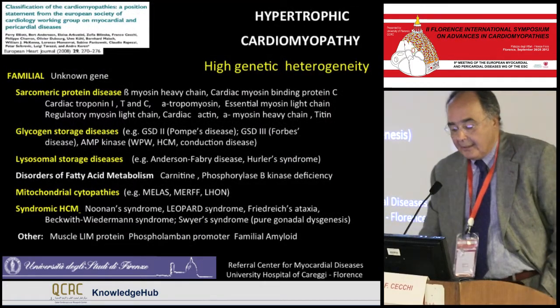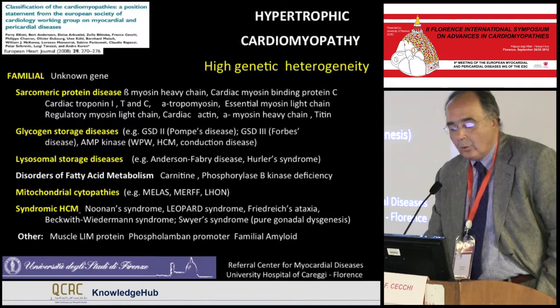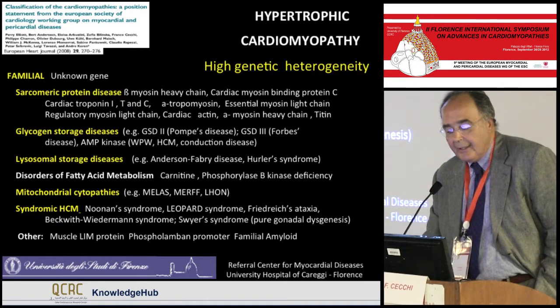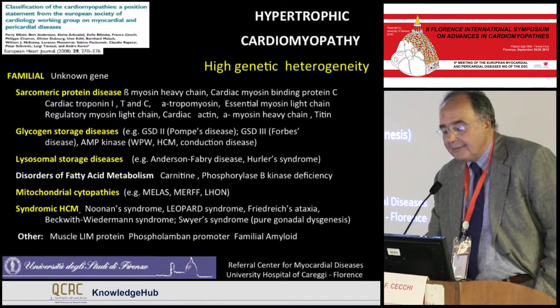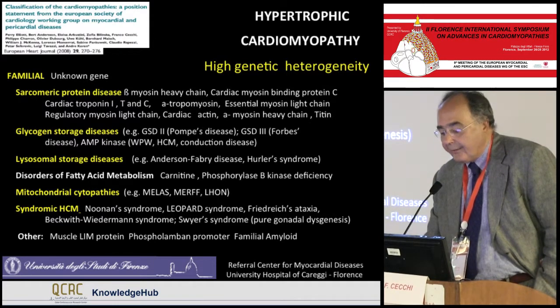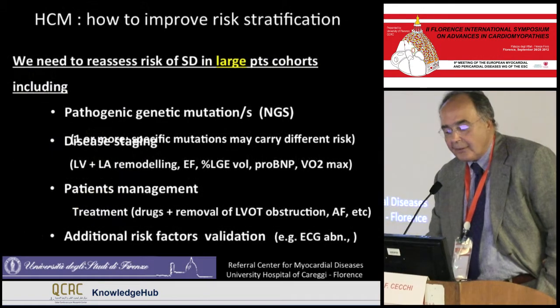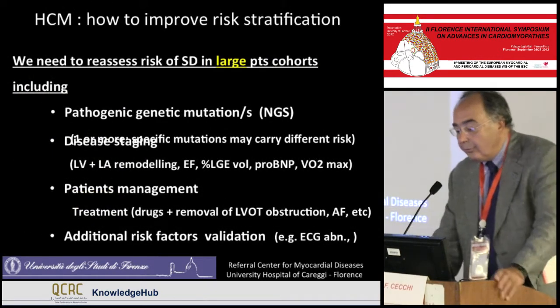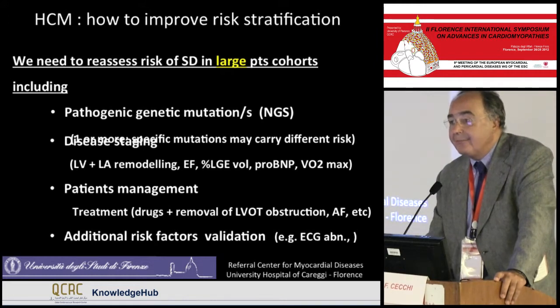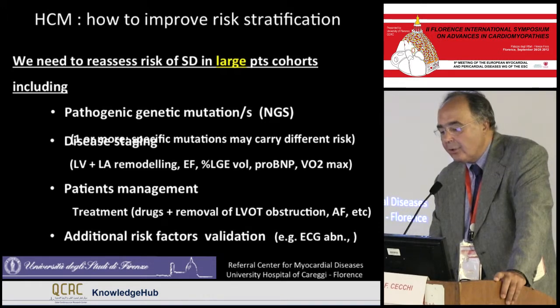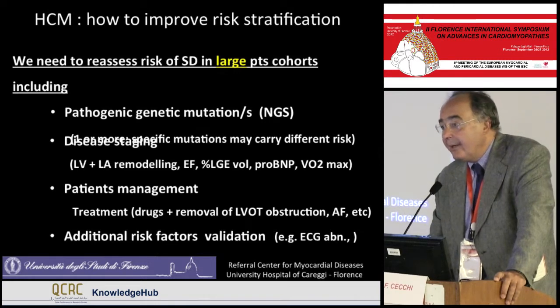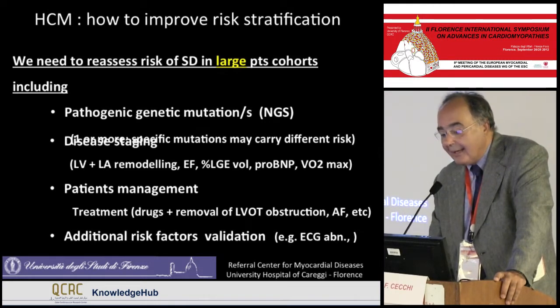Because the genetic basis, the genetic cause of the disease, clearly not only lets us understand better what kind of disease we are facing, but probably there are differences in the single gene mutations that may really carry a different risk for sudden death. So I believe that to improve the risk stratification, which so far is far from being perfect, we need to reassess risk of sudden death in large patient cohorts, including pathogenic genetic mutation. And so far, we have a fair number of patients that we could put together and reanalyze.